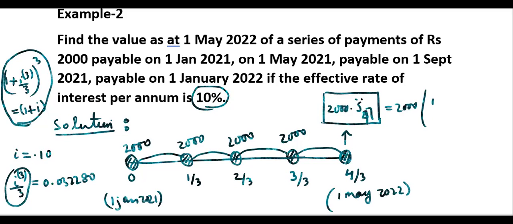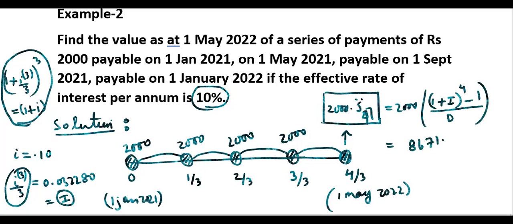That is our I. (1 plus I) power 4 minus 1, divided by D will come. So once you know capital I, from I you can find D. D is I upon 1 plus I. You put everything here and then check the answer. It should be 8671.4866.